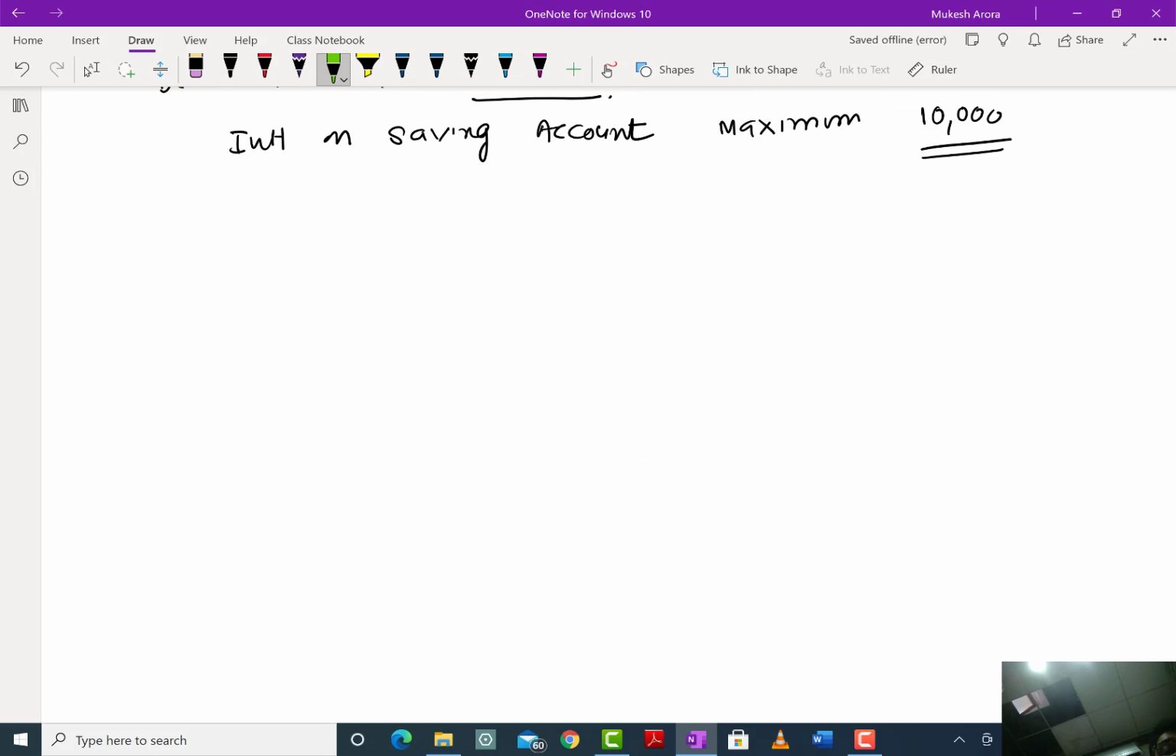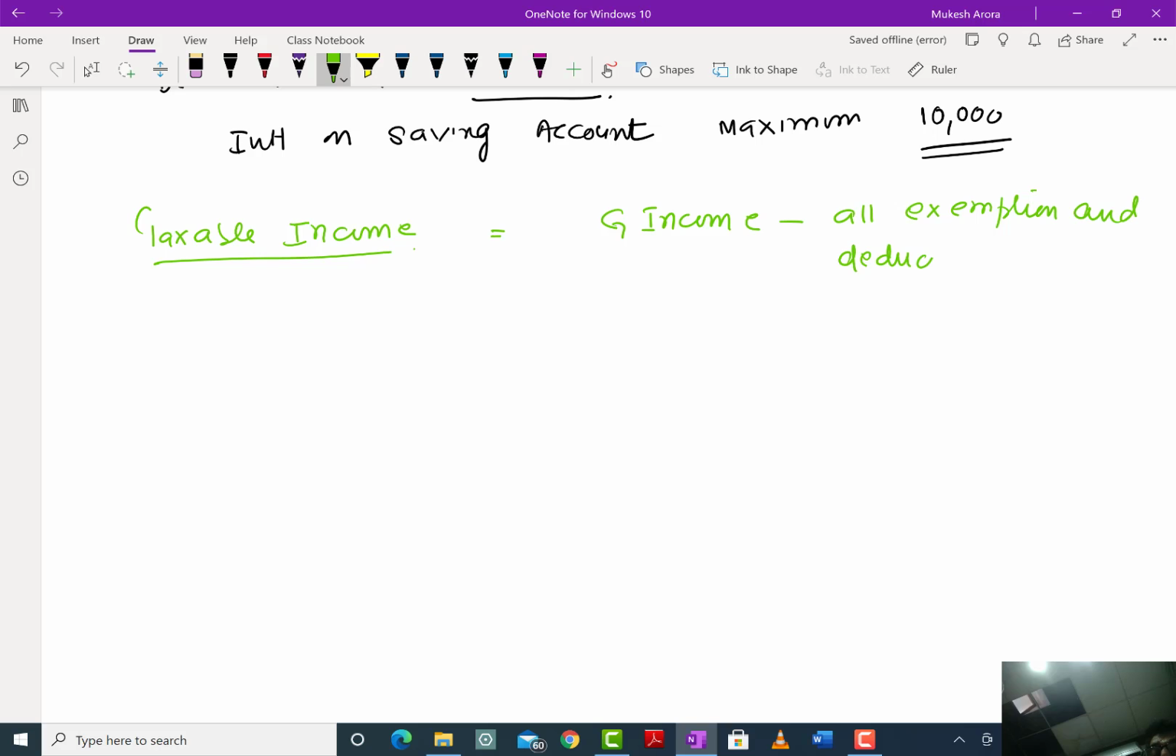Then we have taxable income. Taxable income is the income used to calculate the tax. Taxable income is equal to gross income minus all exemptions and deductions. Then we have income tax slab.